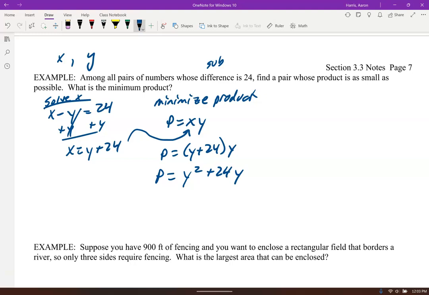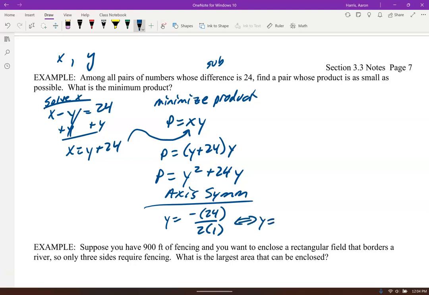Okay. So now what we do is we want to find our axis of symmetry from this. Y is our input, p is our output, by the way, here. So y is kind of acting like our x here. So y equals negative b over 2a. So we got negative 24 over 2, negative 12. So negative 12 is where our axis of symmetry is.